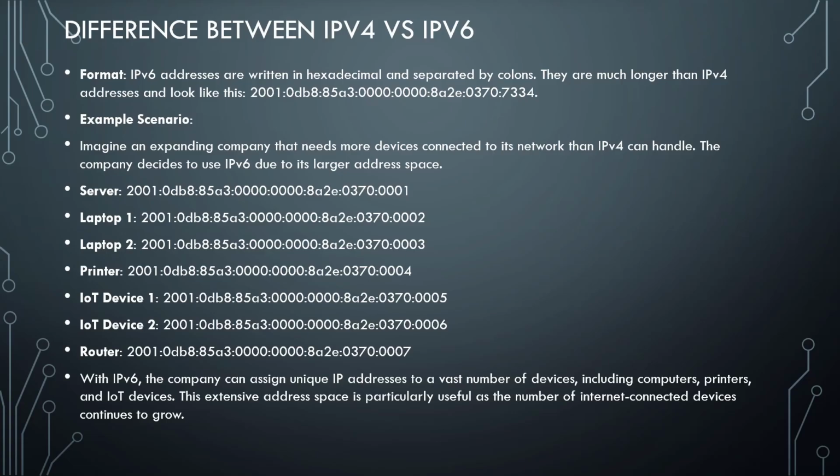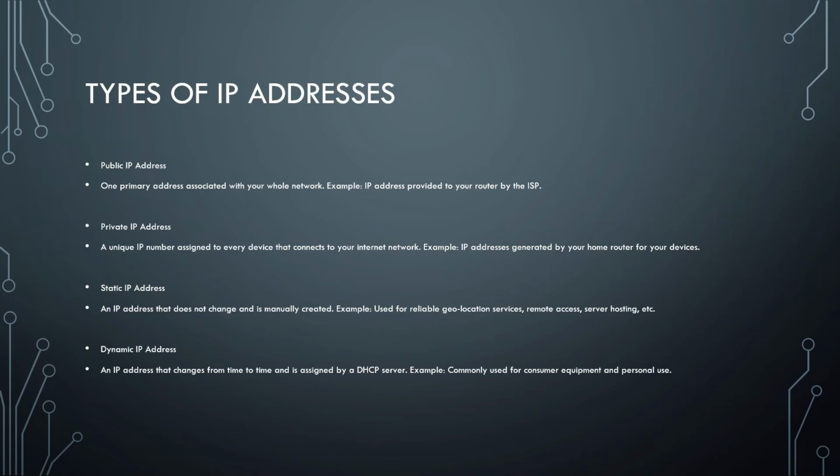But imagine that you are expanding the company and it needs more devices connected over the network than IP version 4 can handle. So the company can decide to use IP version 6 because of the large address space required. With IP version 6, the company can assign unique IP addresses to a large number of devices, including computers, printers, and a lot of IoT devices. This address space is particularly useful as the number of internet-connected devices continues to grow.